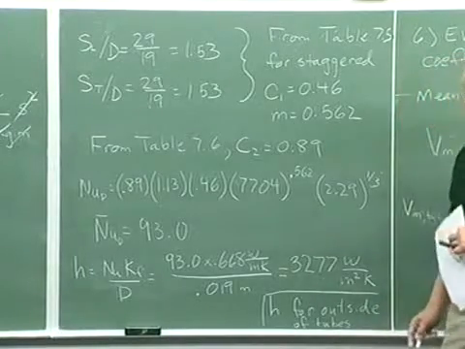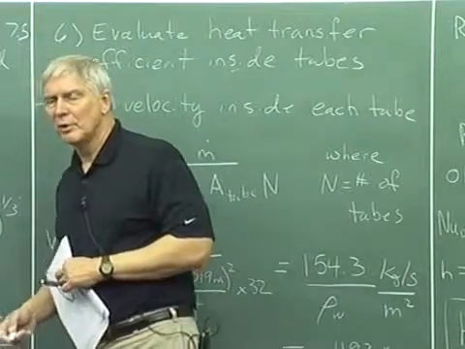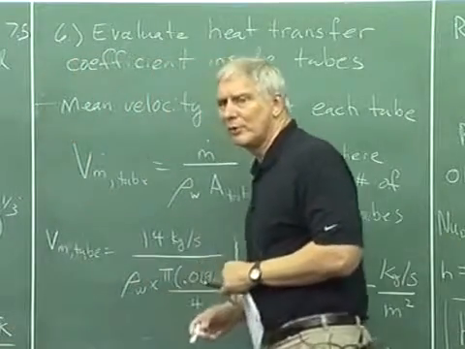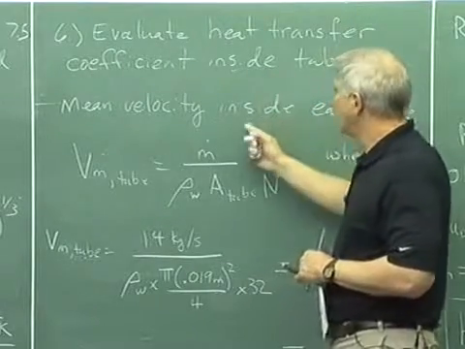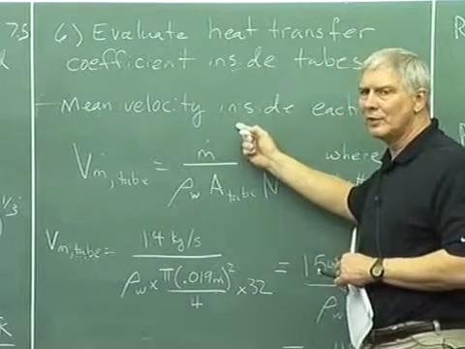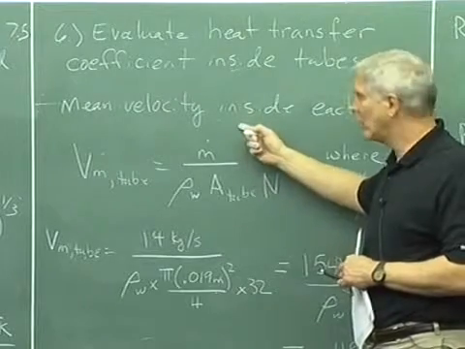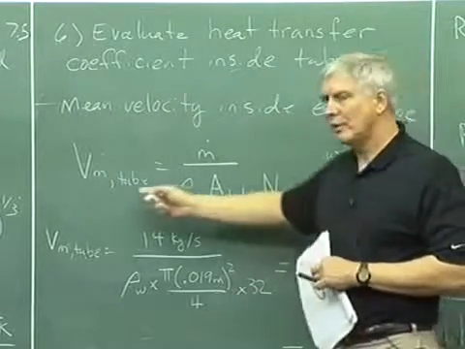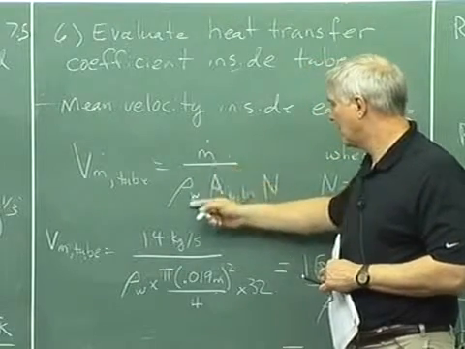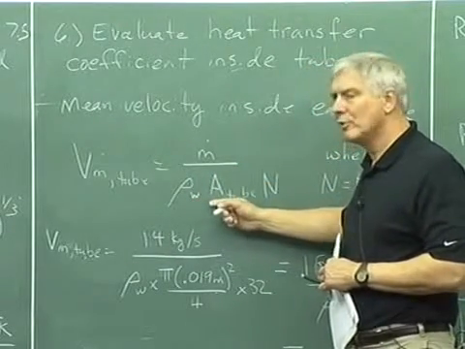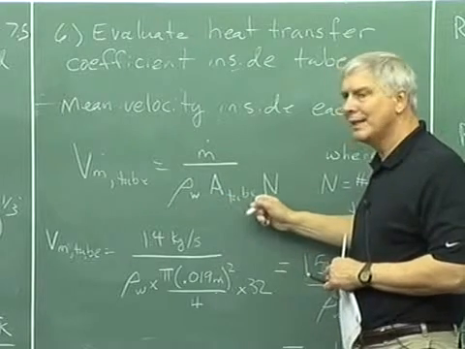Okay, now we're ready to move inside the tubes. We need the heat transfer coefficient inside the tubes. Okay, so we're going to evaluate it. We need the mean velocity inside each tube. Now it could be a little tricky here. The mean velocity of the tube is equal to mass flow rate over rho of water times the area of the tube, but we've added in this extra term here, N.